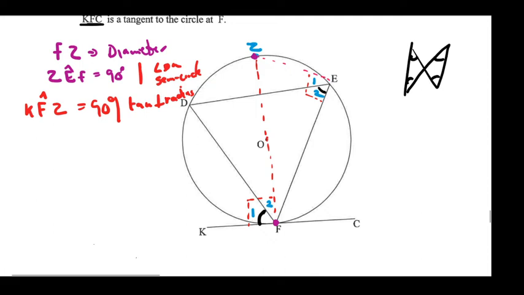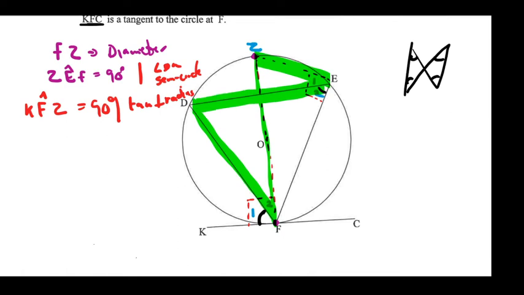I'm just going to highlight it with green. So it's from here to here, and here, and here. So you can see angles on the same segment. So what it means is this angle here, which is E1, is equal to this angle here, which is F1, right? So these two angles are equal. So you can say E1 is equal to F1.